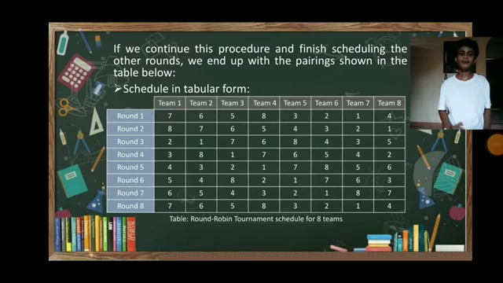In tabular form, we have round 8. Team 1 paired with Team 7. Team 2 paired with Team 6. Team 3 paired with Team 5. Team 4 paired with Team 8. Team 5 paired with Team 3. Team 6 paired with Team 2. Team 7 paired with Team 1. Team 8 paired with Team 4.